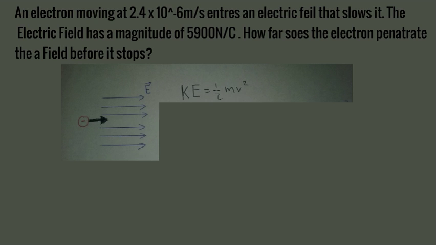Now, m is mass, and the mass of an electron is 9.11 times 10 to the power of negative 31 kilograms. Now we put our numbers in, and we end up getting 2.6 times 10 to the power of negative 18 joules.